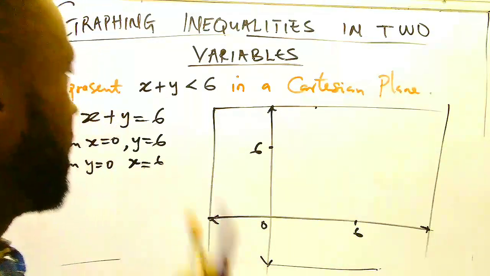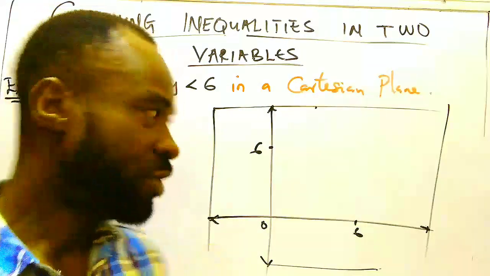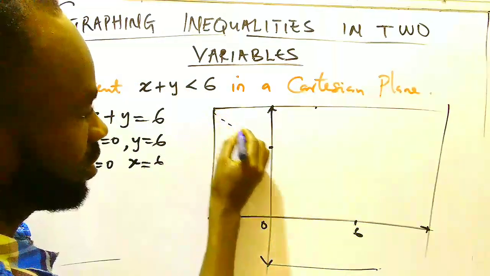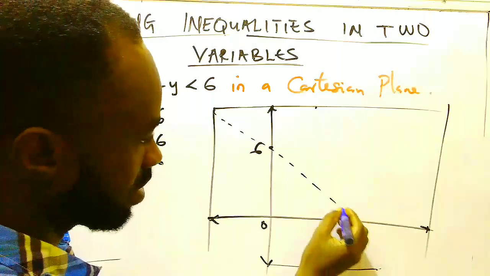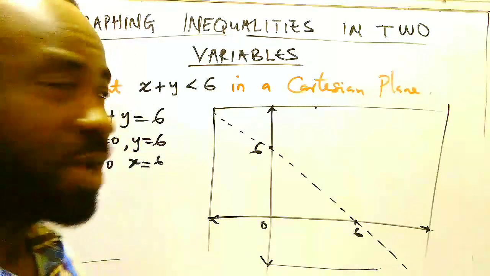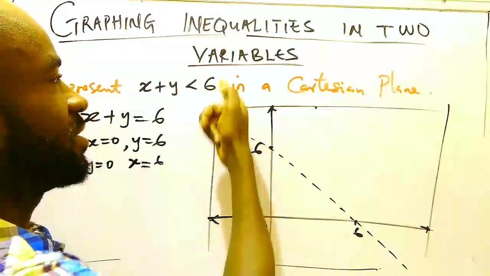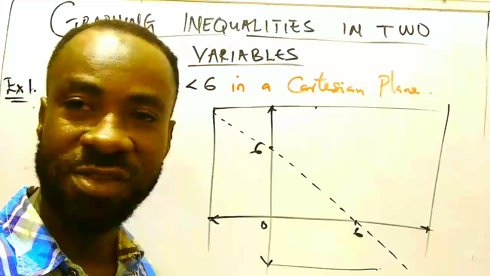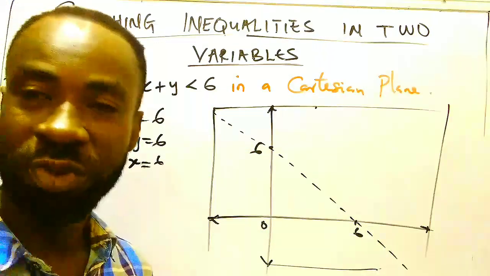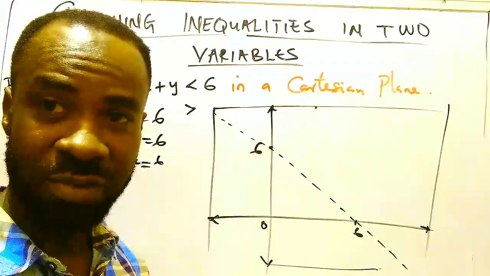Now, whenever you are presenting this on the Cartesian plane, we use a broken line to join these two. I'll tell you why I'm using a broken line to join these two points. We use a broken line because this is less than. That's to tell us that the set of values of solution to this will not include 6. So we always use a broken line whenever you have less than or greater than, okay?